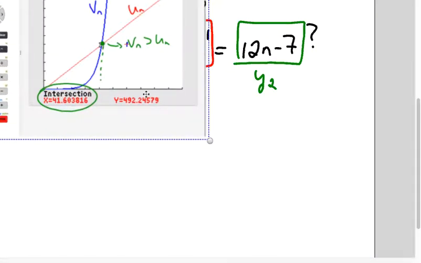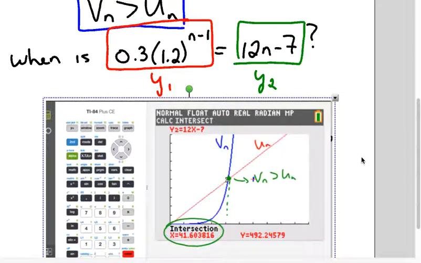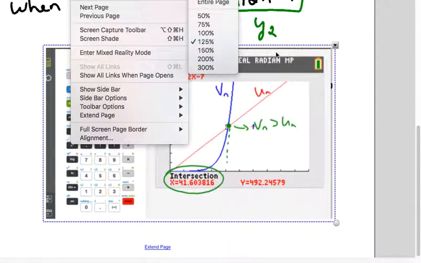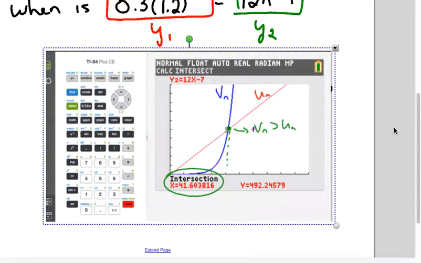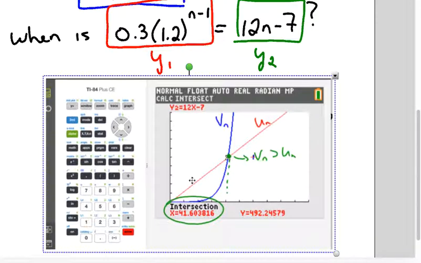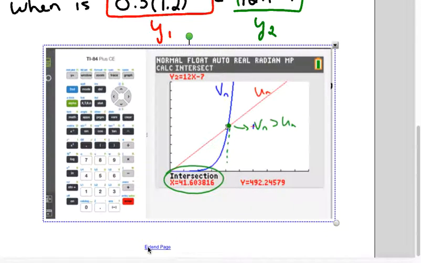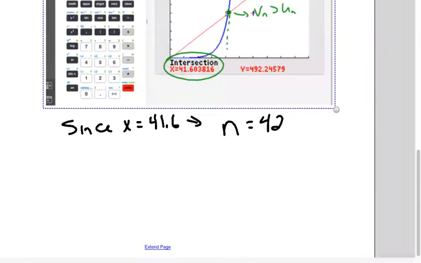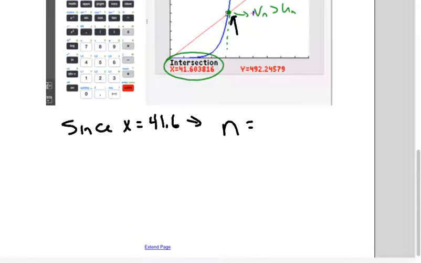Shrink it down a little bit. There we go. All right, so now we have this, and at this point, I can see that the graphs intersect at 41.6. So we're going to say this. Since x equals 41.6, n would have to equal 42, because we have to go a little bit further than that point in order for a whole number to be the right answer. So n would have to be 42 in this case.